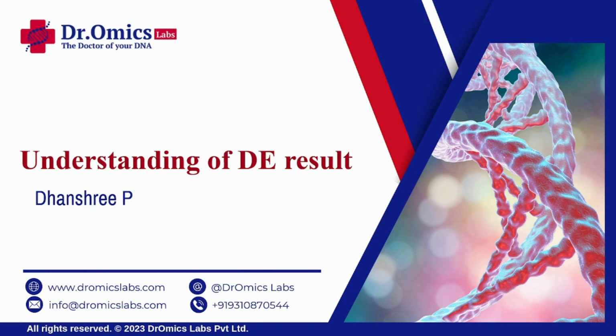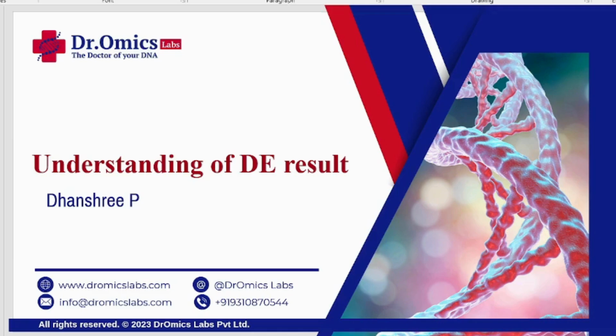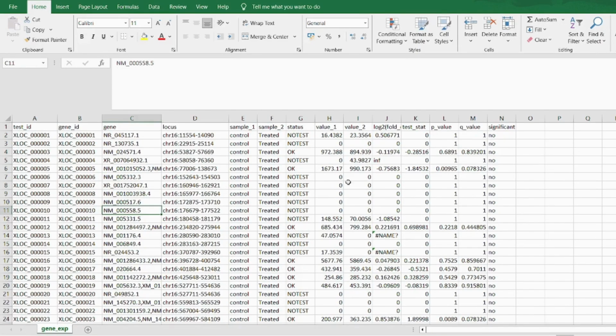So, in this session, we are going to discuss the understanding of the differentially expressed result. CovDiff gives us this result, the gene_exp.diff file, which is our main output file. Now let's understand what information is present in this file.